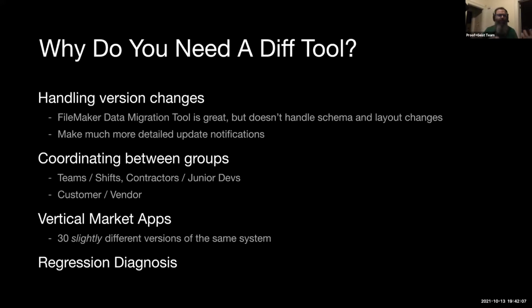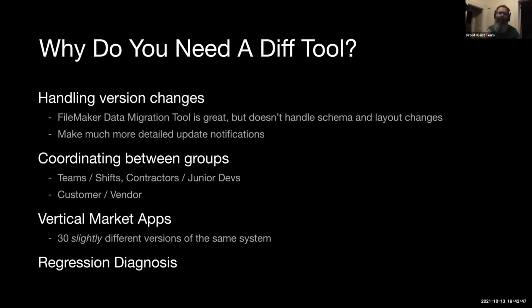When you're dealing with version changes, the FileMaker data migration tool is fantastic for that, but schema changes and layout changes aren't moved. It's just data. And being able to document what's happened, and in particular document it to your users. If you've made 3 weeks' worth of changes and have gone to your users and said, this is what changed in this version, do you remember everything you did in the 3 weeks? Are your invoice logs and things like that detailed enough that you can recover and rebuild a list of everything that changed between those two versions?